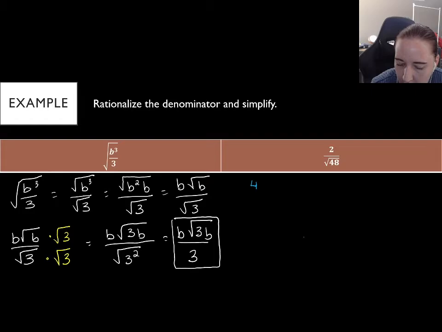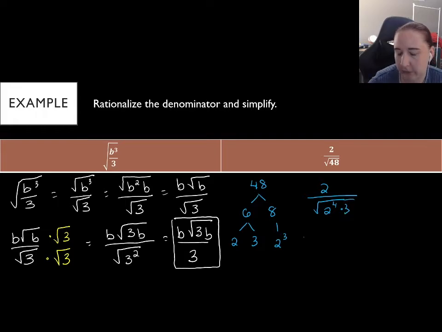So 48, I know, is 6 times 8, and 6 is 2 times 3, and I know that 8 is actually 2 cubed, so I'm going to just write it like that. So we end up with 2 over, and instead of 48, I've got four 2's, so that's 2 to the 4th times 3. So I've done the prime factorization of 48, and this allows me to simplify.